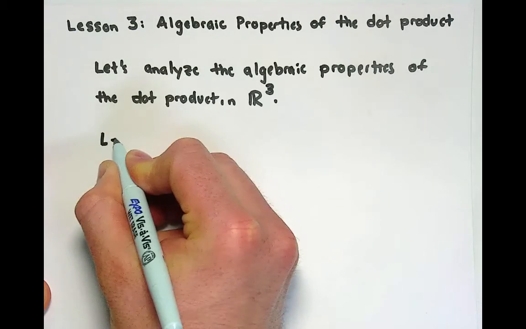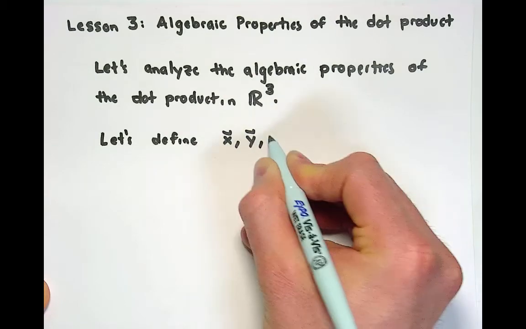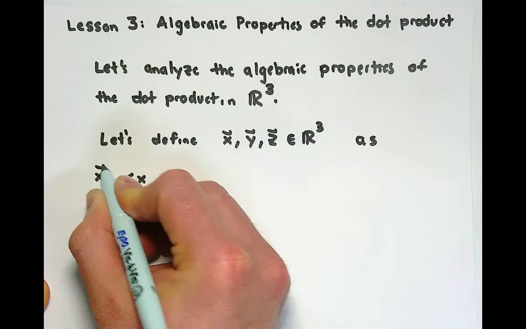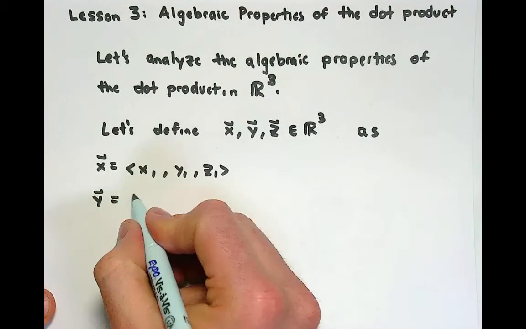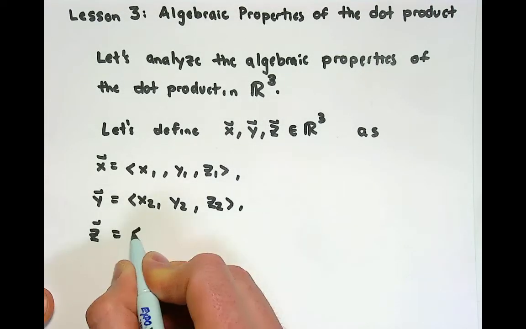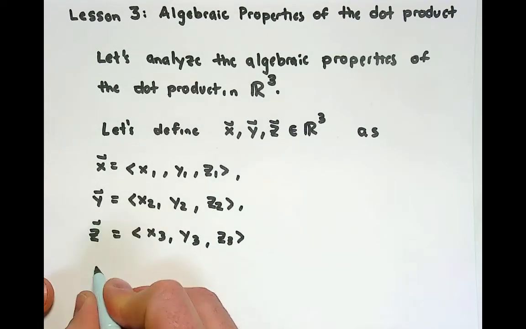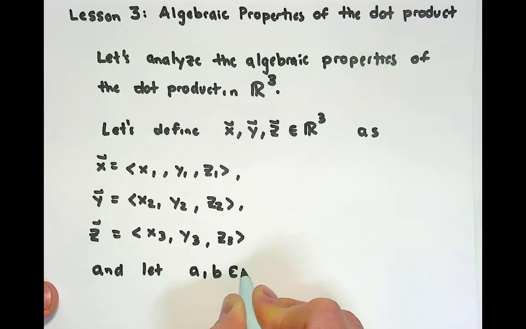To this end, let's define three vectors in R3. We'll call them x, y, and z in R3, as we'll let x be equal to x1, y1, z1. We'll let y be equal to x2, y2, z2. And we'll let z be equal to x3, y3, z3. And then we'll also need two scalars. Let a and b be scalar numbers, so they're just elements of R. We're going to use these to construct the algebraic properties of the dot product.